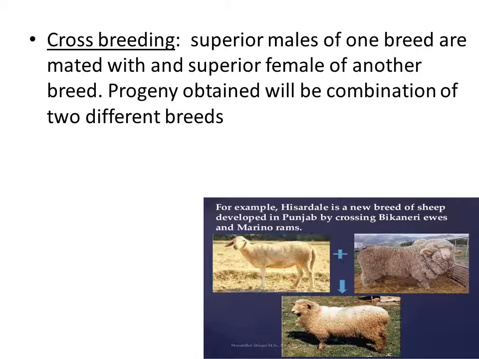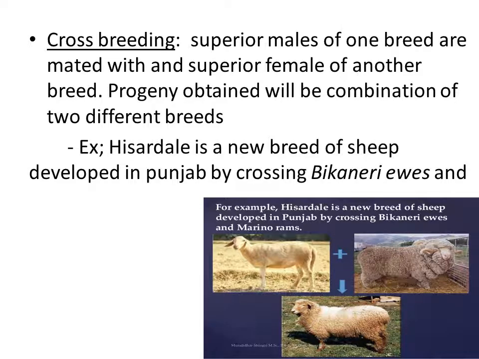So when the progeny is obtained by crossing animals belonging to two different breeds, the progeny will be a combination of two different breeds. That means it has the characteristic features of both breeds, because it receives some characters from the male parent and some characters from the female parent. So both qualities can be seen in one progeny. This is the advantage of crossbreeding.